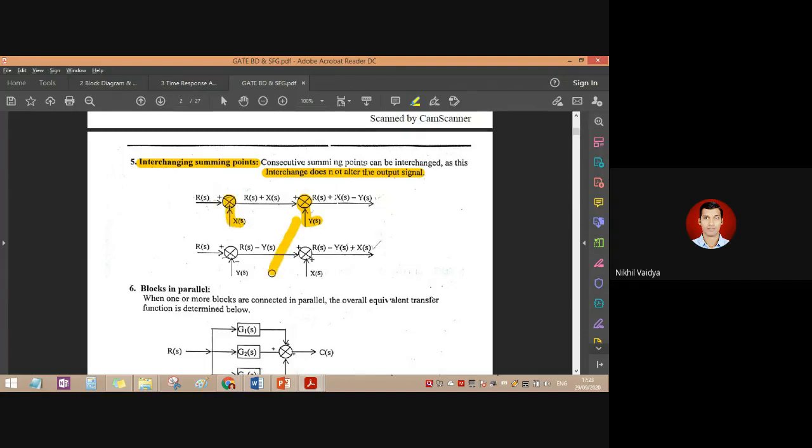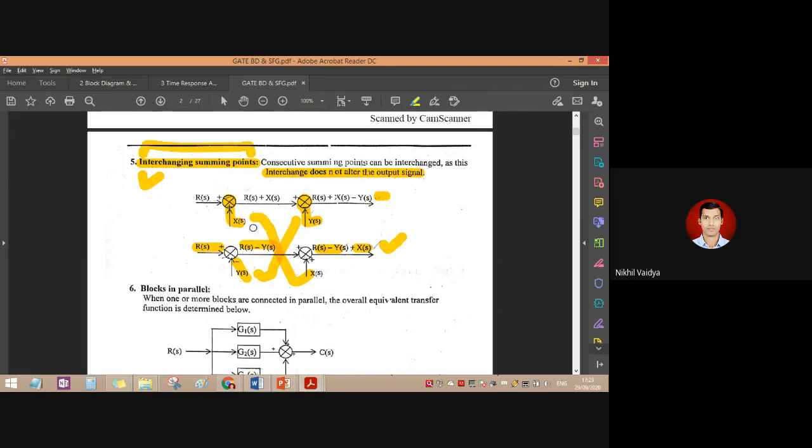So this is being shifted here and this is being shifted here. So still we are getting the same value. That's why the rule says that even if we change the summing point positions, it will not alter the output signal. So R of s minus Y of s we will get here, and R of s minus Y of s plus X of s we will get here. So the value remains unchanged. So what is the rule for interchanging the summing points?